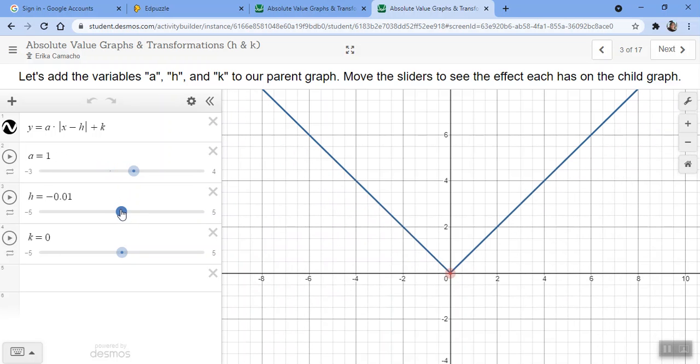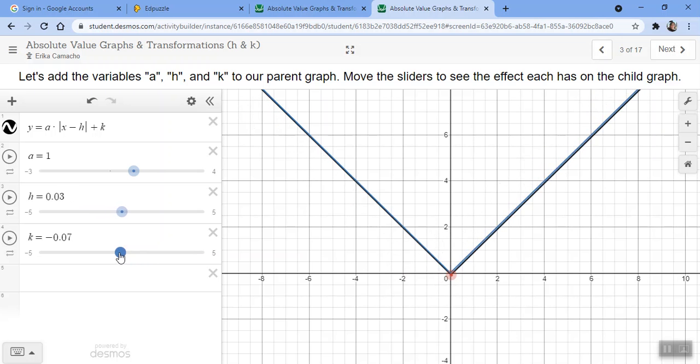If I move the value of h, right now it's 0, but if I increase that value of h and make it positive, that would be x minus, in this case, 3.7. It moved my vertex to the right. If I make the value of h negative, so here, if I have negative 2, this is x minus negative 2, which gives me x plus 2. That moves the whole function to the left.